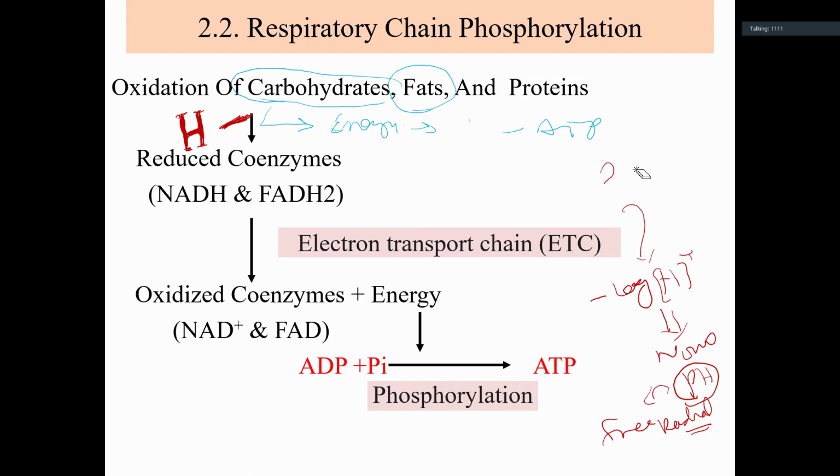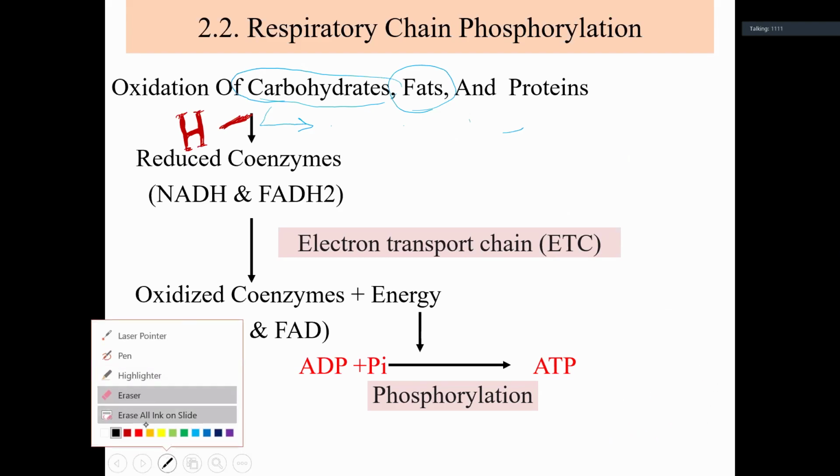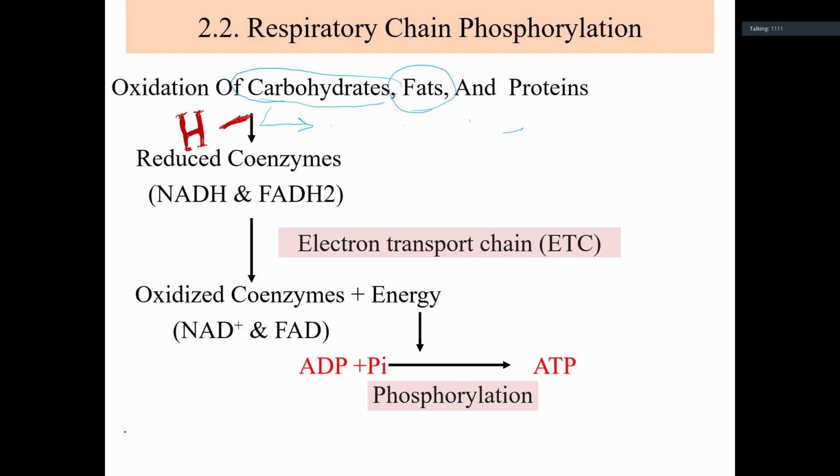So what do you have? You have hydrogen acceptors. Very good. You have hydrogen acceptors. And there are two kinds of hydrogen acceptors. One is NAD and another is FAD.